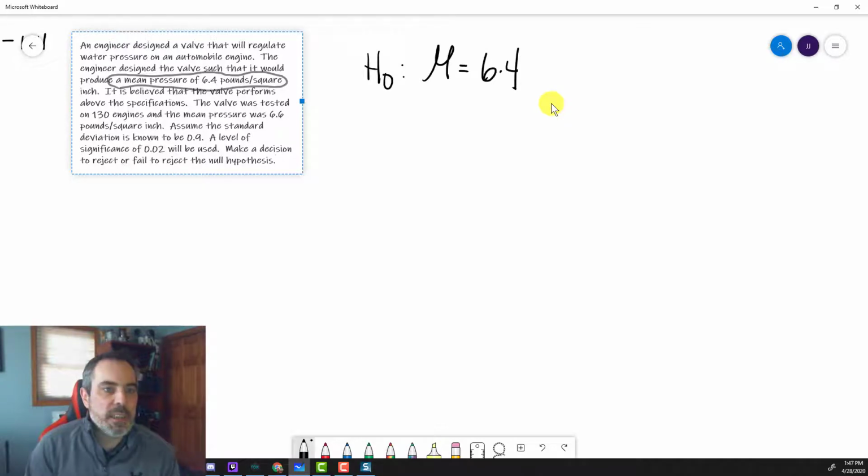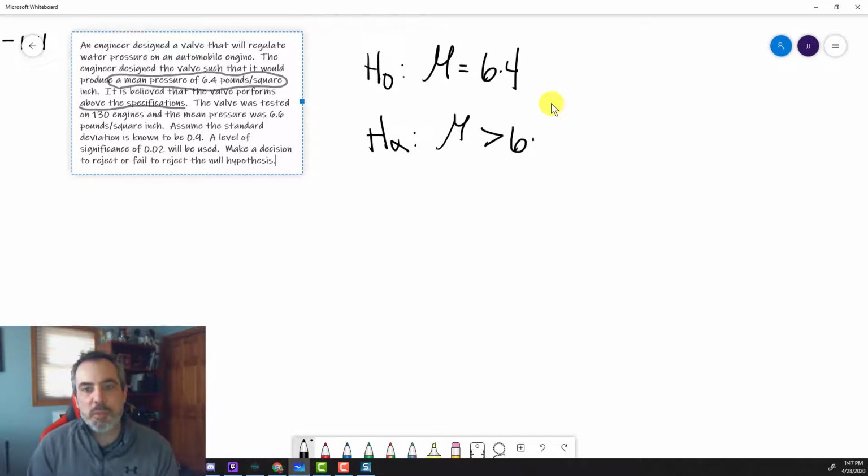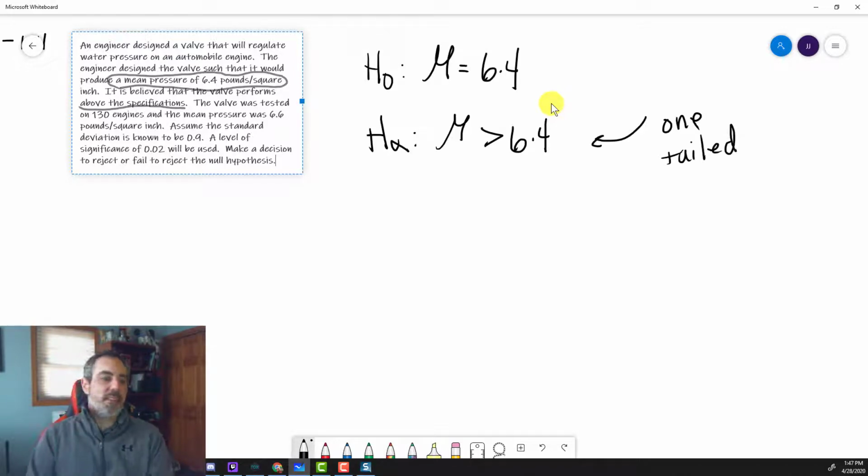It is believed that the valve performs above the specifications. So my alternative hypothesis is that the mean is greater than 6.4. Now remember, this is a one-tailed test. I'm not saying it's different. I'm saying it's greater than.